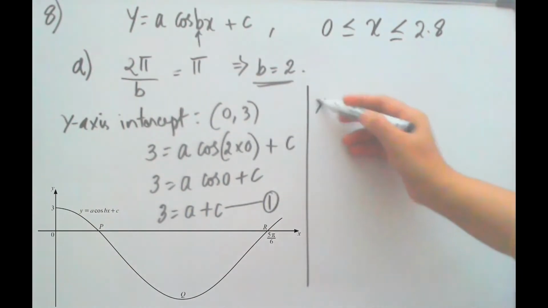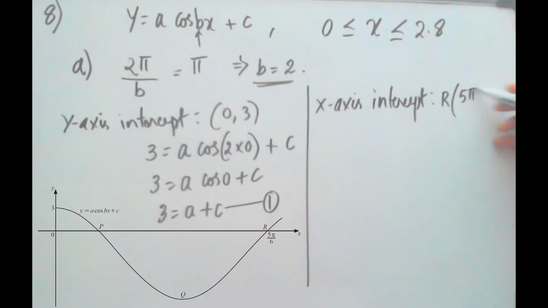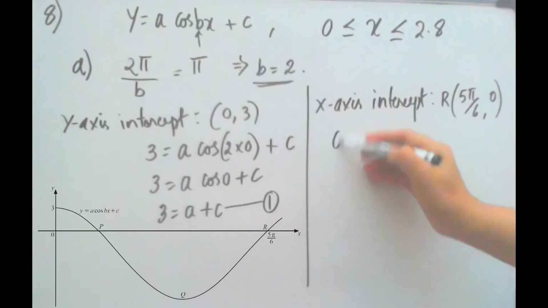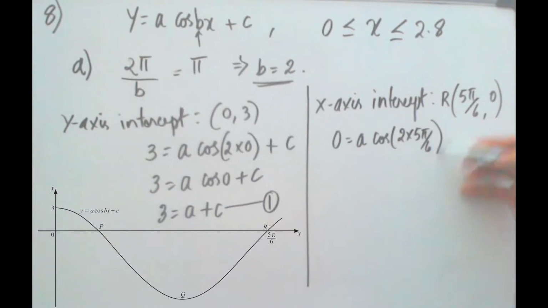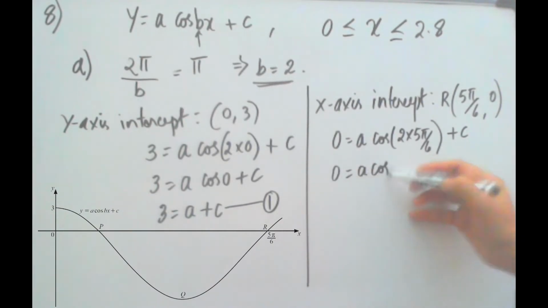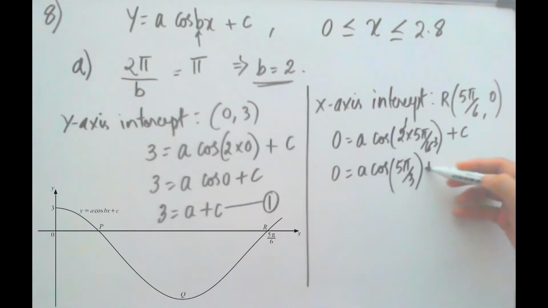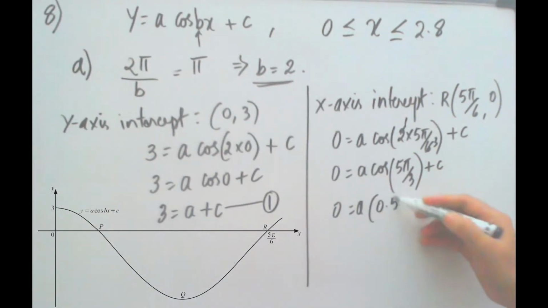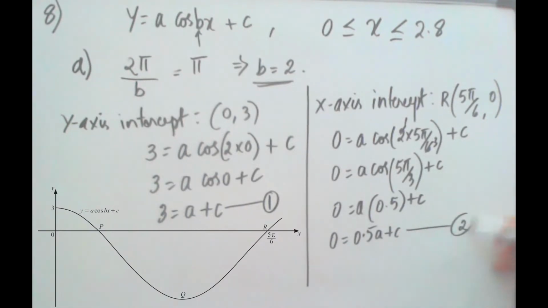Then we will use one of the x-axis intercepts, that is point R. So R's coordinates are 5 pi by 6, 0. So we will substitute x as 5 pi by 6, y as 0 in the given equation. So 0 equals a cos bx, b is 2 into 5 pi by 6, plus c. So 0 equals a cos, if we simplify this, 2 1 times, 2 3 times, so it is 5 pi by 3, cos 5 pi by 3 plus c. So 0 equals a into, let's find out what is cos 5 pi by 3. Set your calculators in the radians mode. We will find that the answer is 0.5 plus c. So it is 0 equals 0.5a plus c, our second equation.